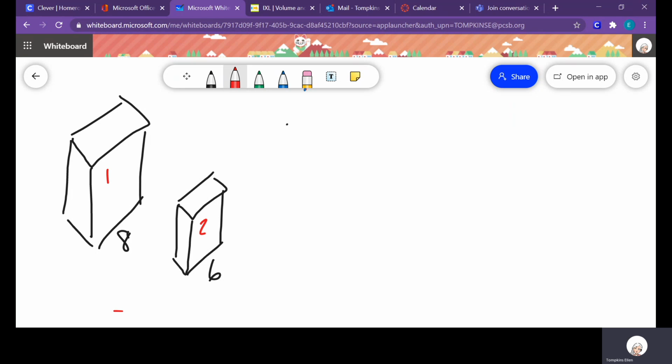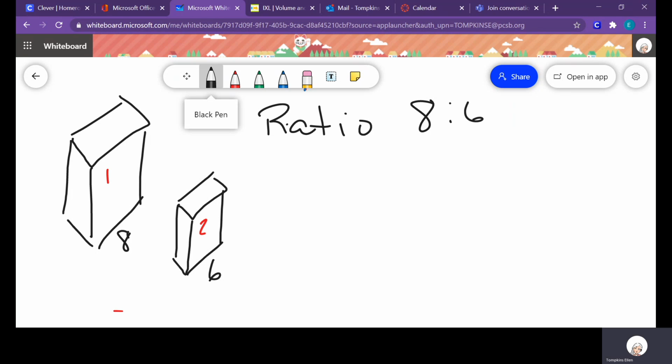There's a ratio that is 8 to 6. So we'd set it up like this, 8 to 6. Now, before we go any further, can we reduce that? Sure. So let's reduce that. So we're going to get 4 to 3. Okay, so that's perfect.